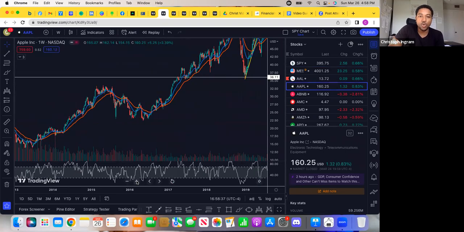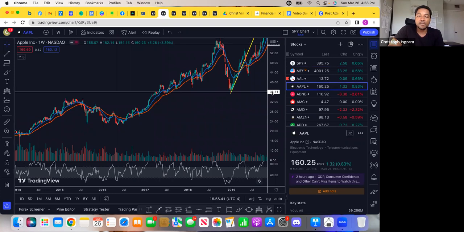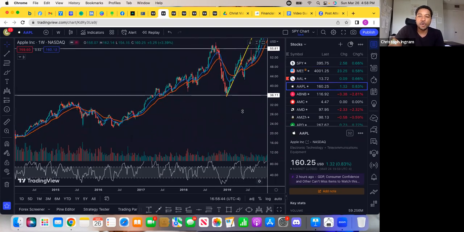This is the Apple chart on the 1 week. The larger the time frame, the stronger the confirmation. We're going to forward test this together. First of all, this is my RSI, and I'm going to show you my RSI settings right now.